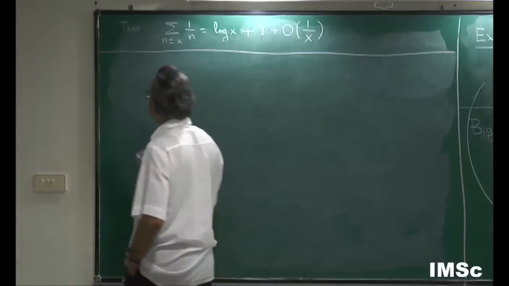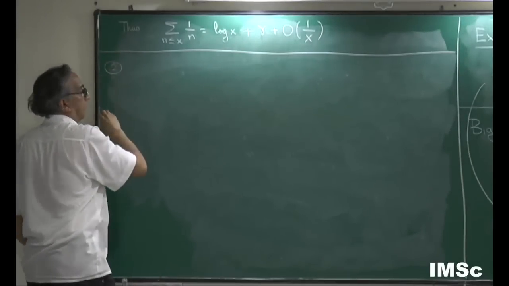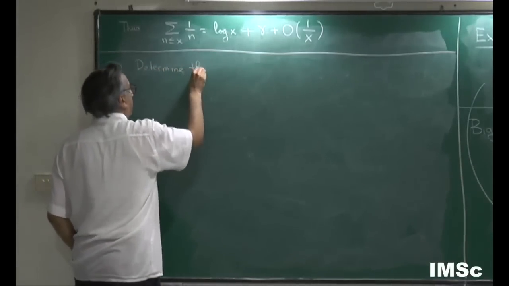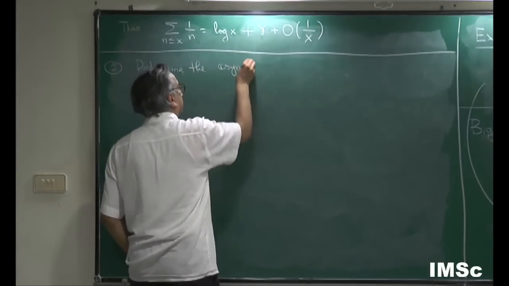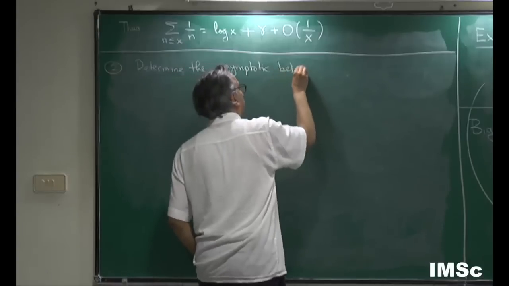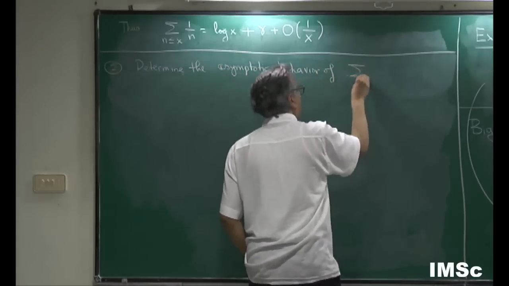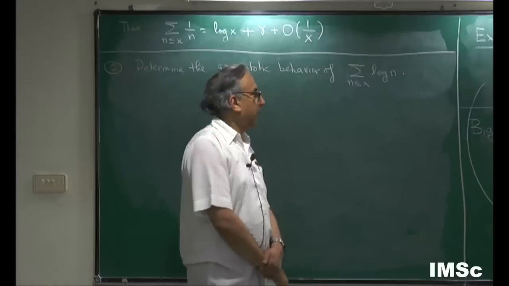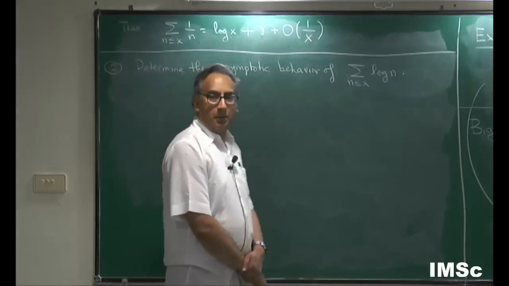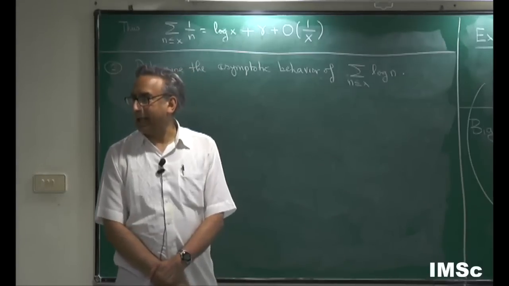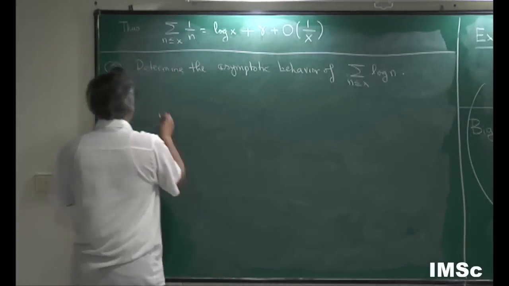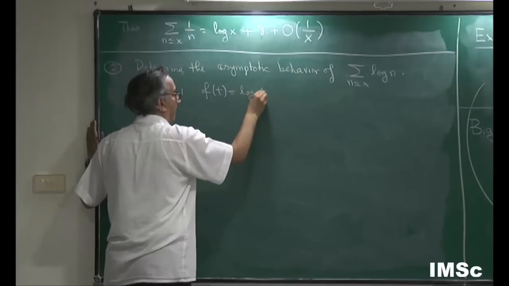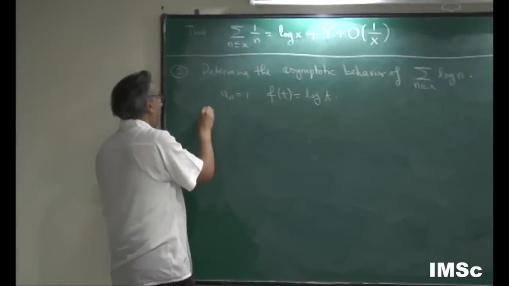Let's do another example. Determine the asymptotic behavior of the summation over n less than x of log n. Okay, so again, for the Abel lemma, we want to see what to pick as a_n and what is f of n, and so on. Well, again, we'll pick a_n to be 1 and f of t to be log t. Fair enough? Then apply Abel.